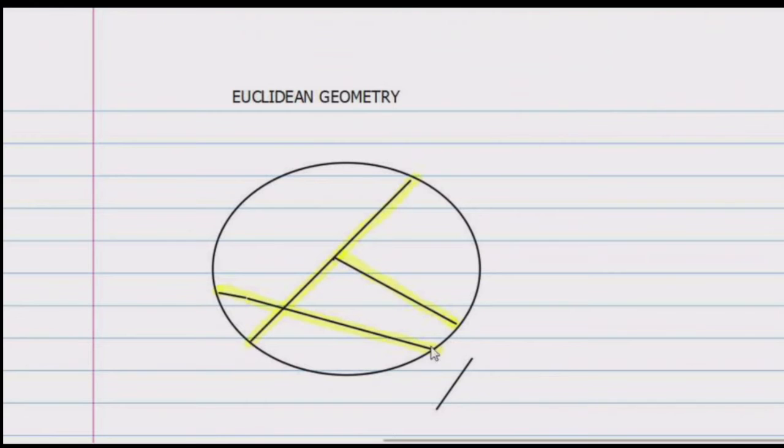If I have a line that touches my circle at one point, we would call this line a tangent. Let's say it touches exactly at this point over here. If they touch at that point over there, this would be my what? My tangent.